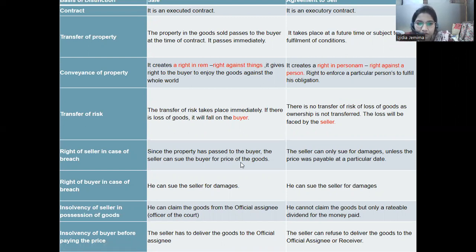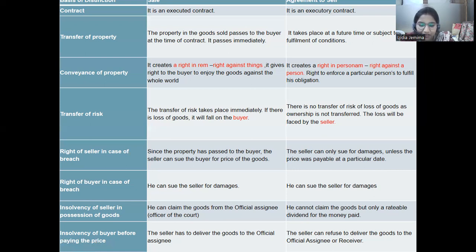Transfer of risk. In a sale, the transfer of risk takes place immediately, so if there is loss of goods, it will fall on the buyer. In an agreement to sell, there is no transfer of risk of loss of goods as ownership is not transferred, so the loss will be faced by the seller. Rights of a seller in case of breach: in a sale, since the property has passed to the buyer, the seller can sue the buyer for the price of the goods. In an agreement to sell, the seller can only sue for damages unless the price was payable at a particular date.